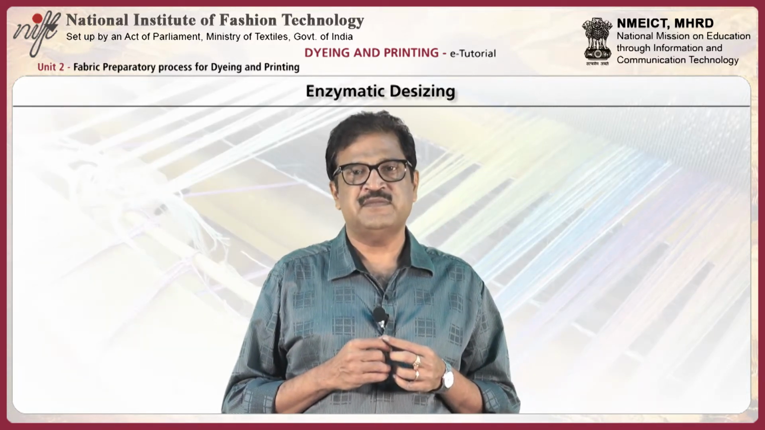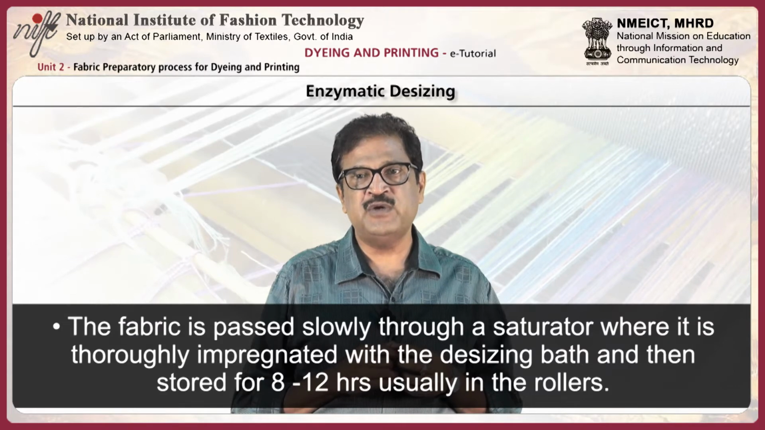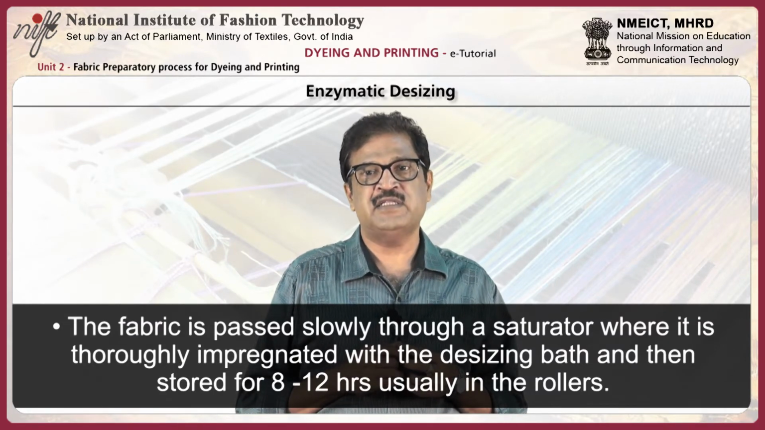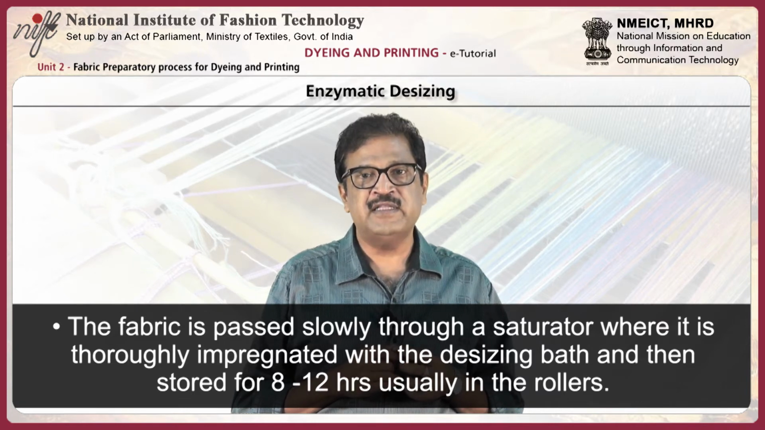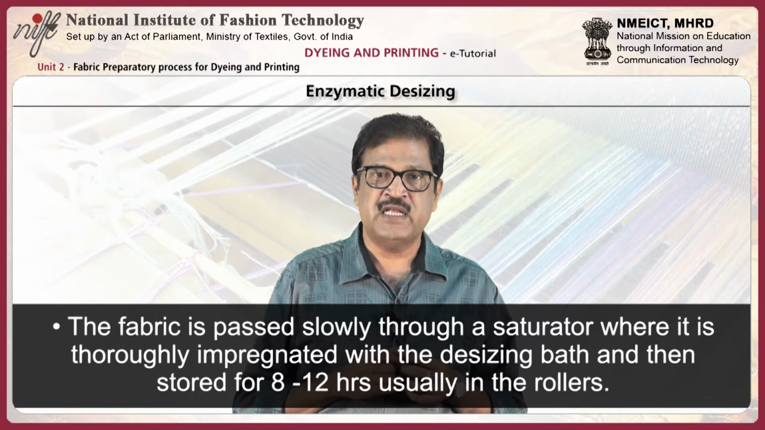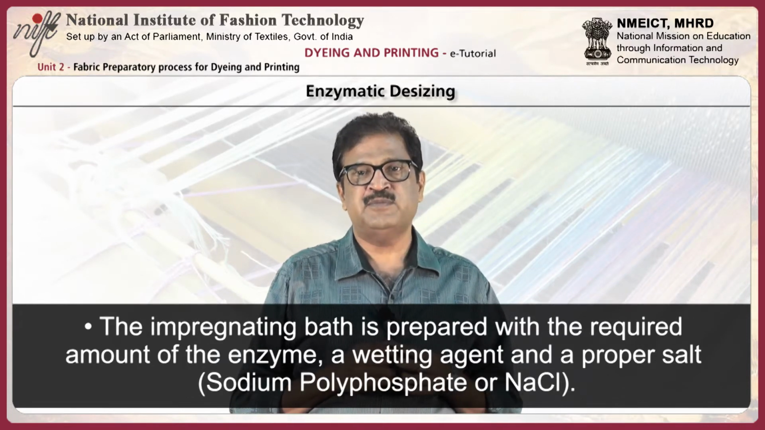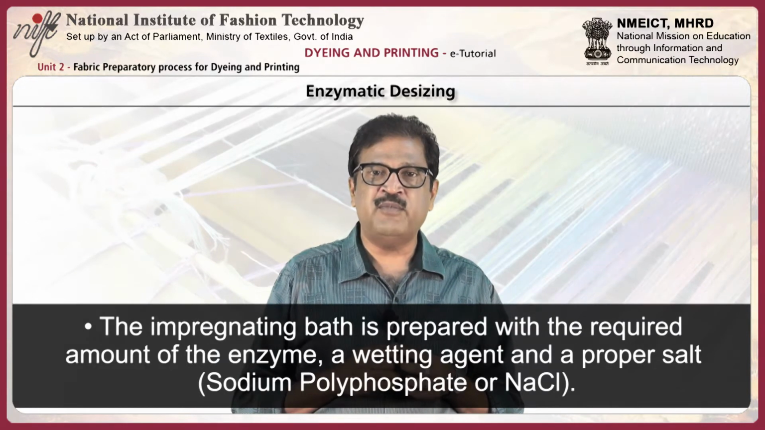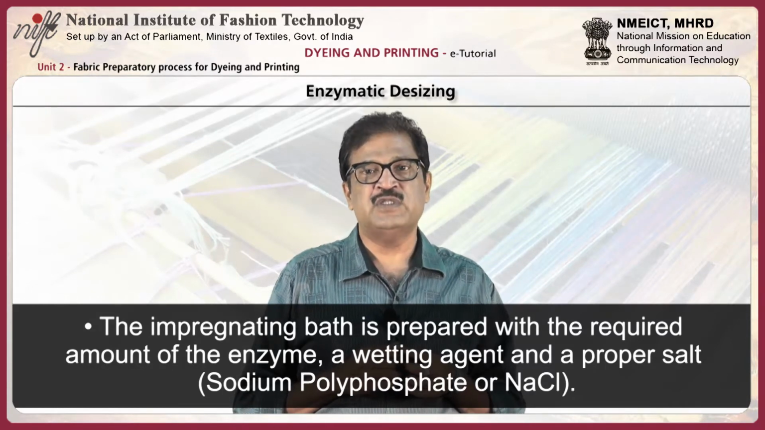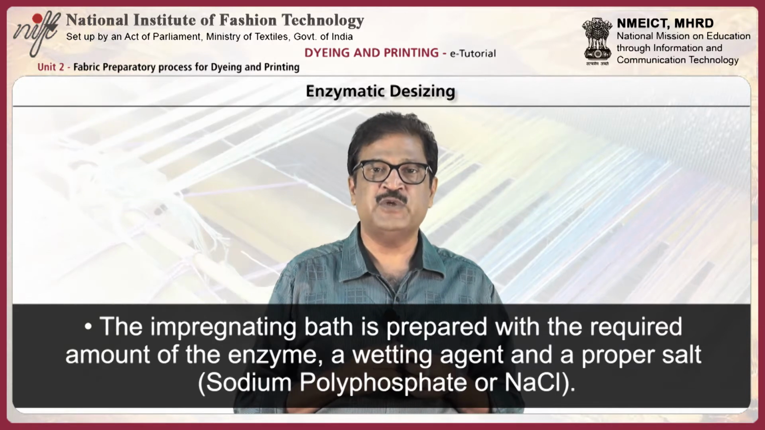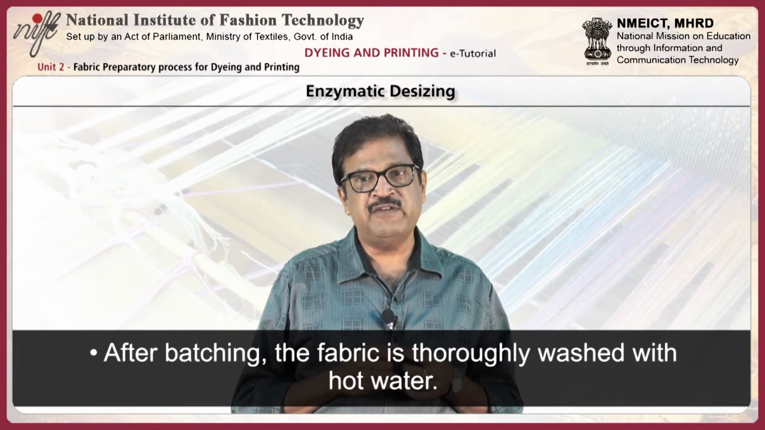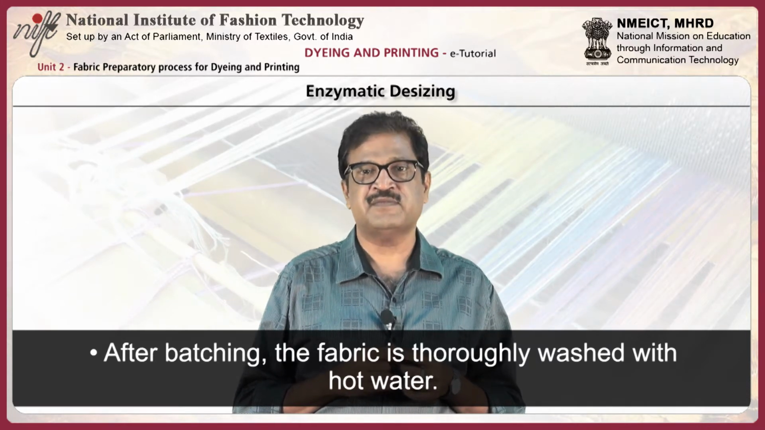In this process, the fabric is passed slowly through a saturator, thoroughly impregnated with the desizing bath and then stored for 8 to 12 hours, usually in the rollers. The impregnating bath is prepared with the required amount of the enzyme, a wetting agent and a proper salt, sodium polysulfate or sodium chloride. After batching, the fabric is thoroughly washed with hot water.